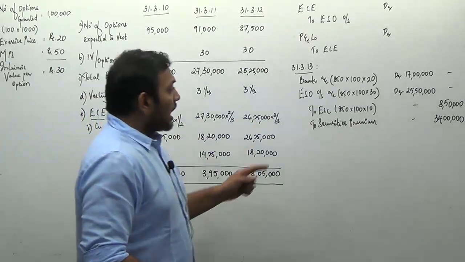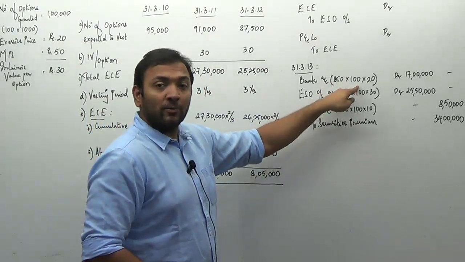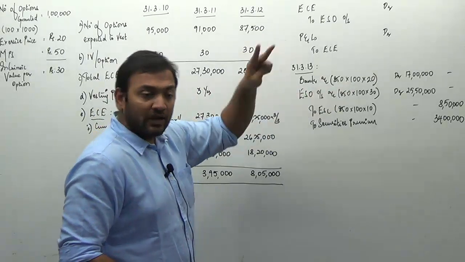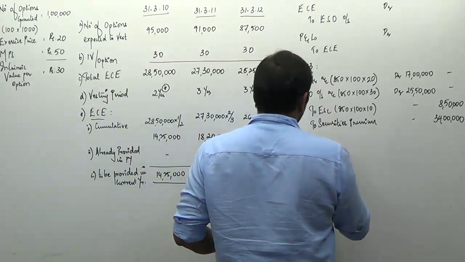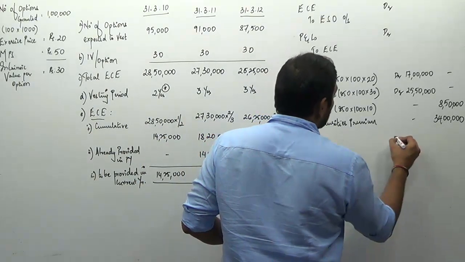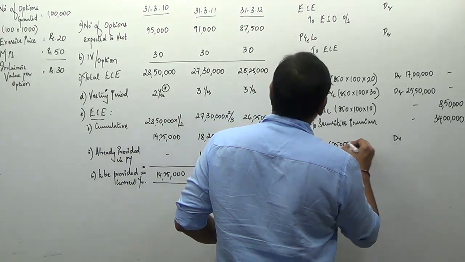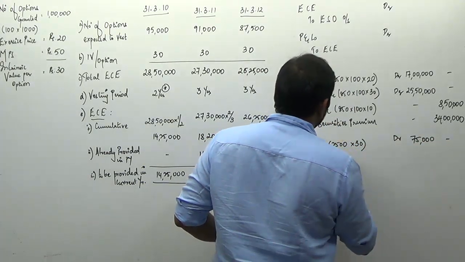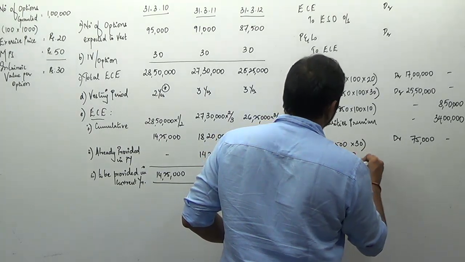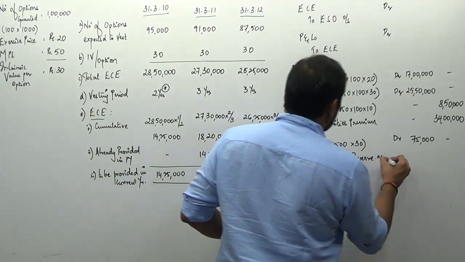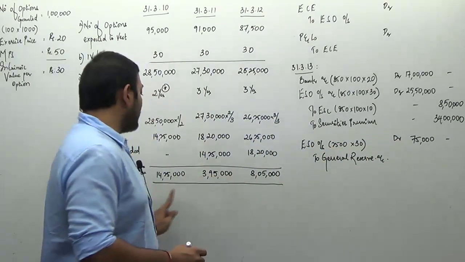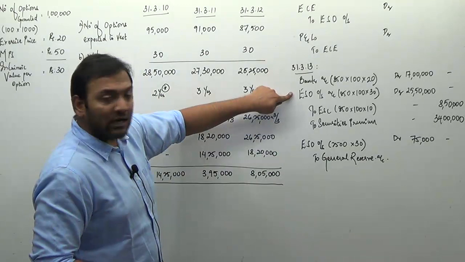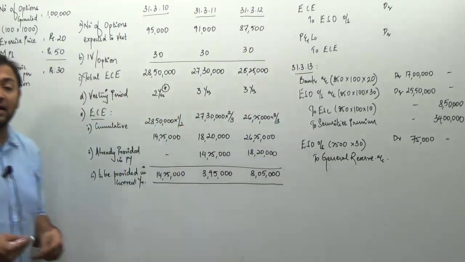But how many options are exercised? 850 employees into 100 options per employee, 85,000. How many options vested? 87,500 vested. 85,000 exercised. That means 2,500 lapsed. ESO outstanding account debit, 2,500 options into 30 rupees, 75,000. Transfer this to general reserve. Observe, I have created cumulative 14,25,000 plus 3,95,000 plus 8,05,000. I have created 26,25,000 of provision. I debited 25,50,000 and 75,000, 26,25,000. ESO outstanding exactly tallies.